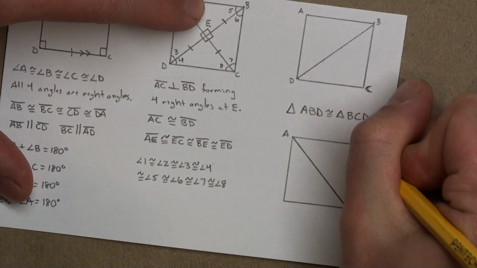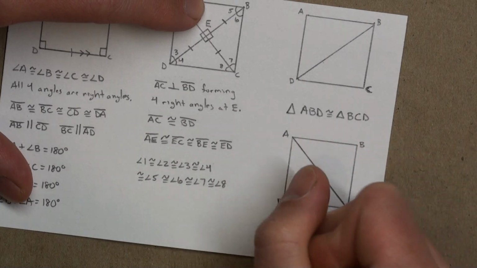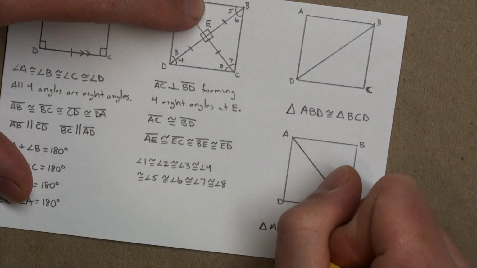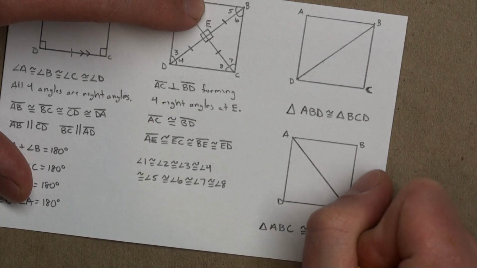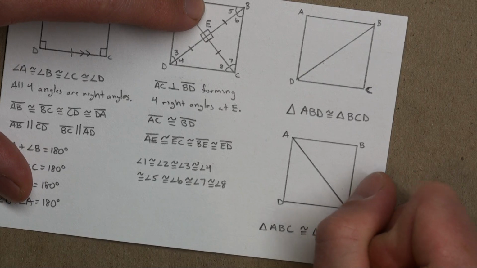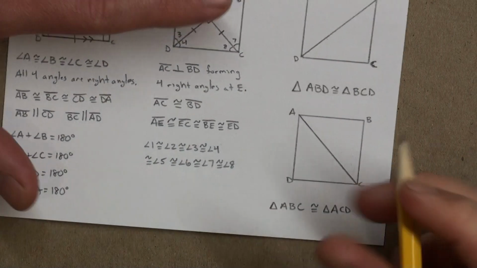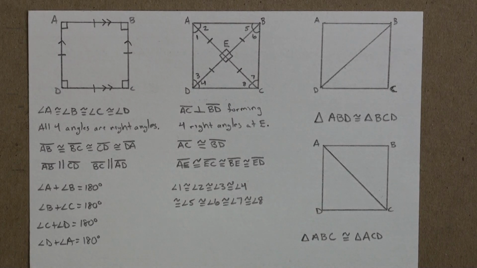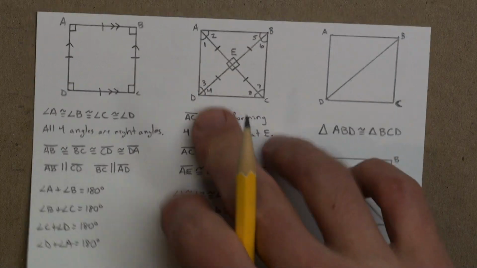A, B, C, D. So triangle ABC is congruent to triangle ACD. Okay? So we got all the properties of most of the quadrilaterals, but we still have to talk about the next two, which are the trapezoids. This would be card 95.